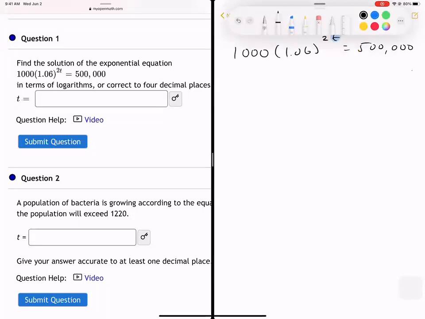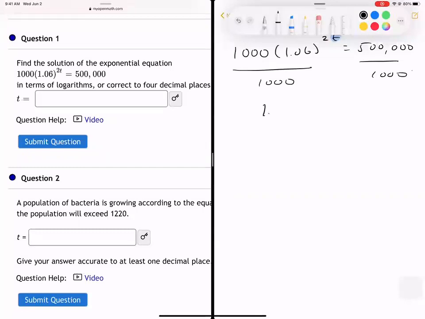Now, how am I supposed to get to this t variable? And the goal is to get rid of everybody. We're going to get rid of the 1,000. We're going to get rid of the squared. We're going to get rid of the 1.06. We got to get rid of everything to solve for t. But it's not going to be from algebra 1. We need our algebra 2 skills here. So let's go ahead and start getting rid of stuff and start off with 1,000. So we're going to get rid of 1,000 first because it's farthest away.